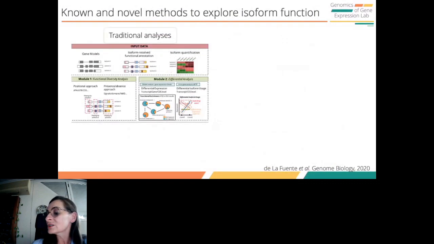TAPAS has traditional analysis tools, like differential expression analysis. Basically, what we take are the gene models that we have obtained with the long reads, the isoform-resolved functional annotation obtained by TAPAS, and then we also have a gene or transcript expression matrix, in which we have the expression levels. This can be quantified with long reads or with short reads, but we have some quantification values. And then we do the functional diversity analysis that I mentioned before, and this differential analysis as well.